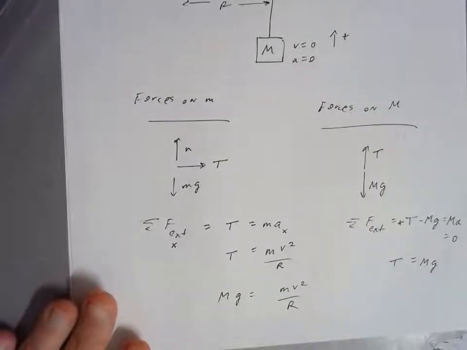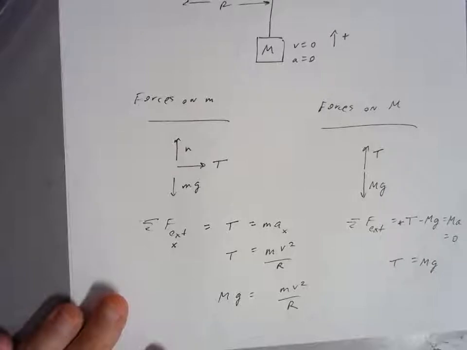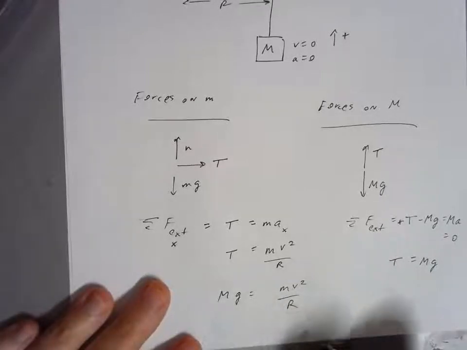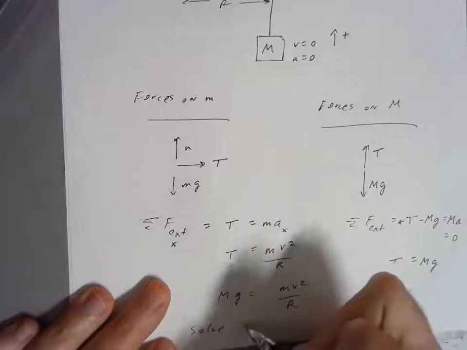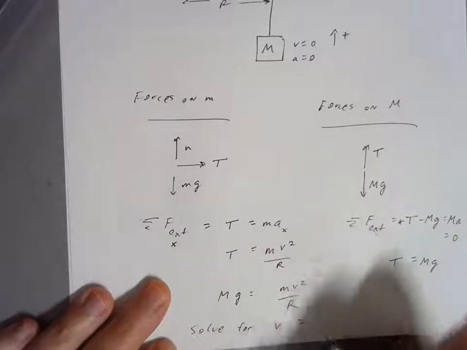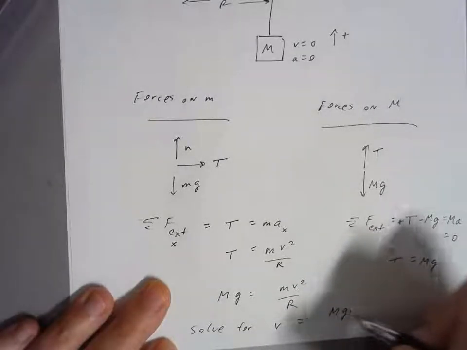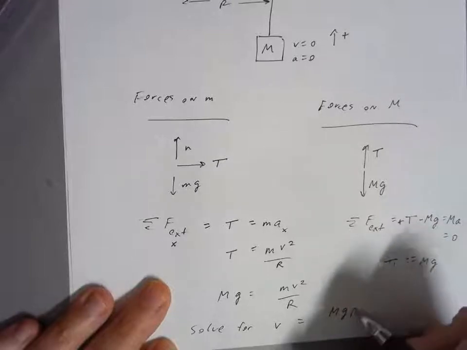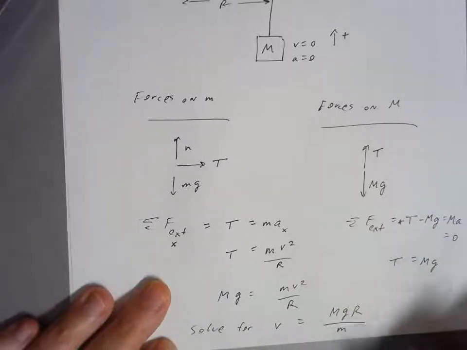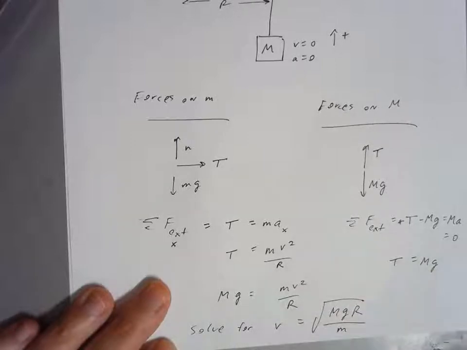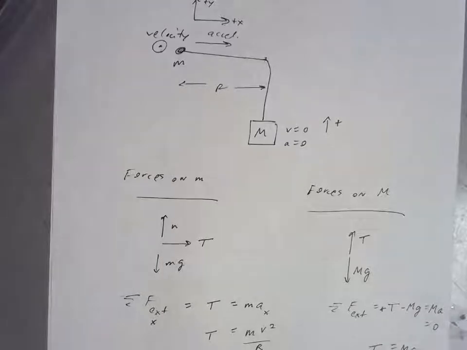And the goal of the problem was to find the speed of the hockey puck, so we're almost done. We can solve for the speed v. We multiply by r and then divide by little m, and I get capital M times g times the radius of the circle, divided by little m, and then I take the square root, and then I'm done. So hopefully this problem made sense. It's a good example of a practice problem, and good luck on all your exams.